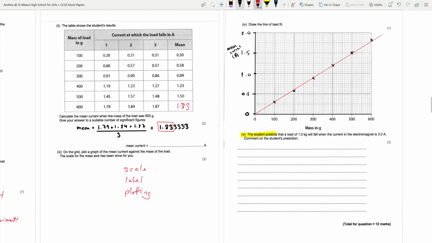Each of those is giving you just 1 mark. I seem to have flipped my colours around. That's very nice. And then we have drawing a line of best fit.